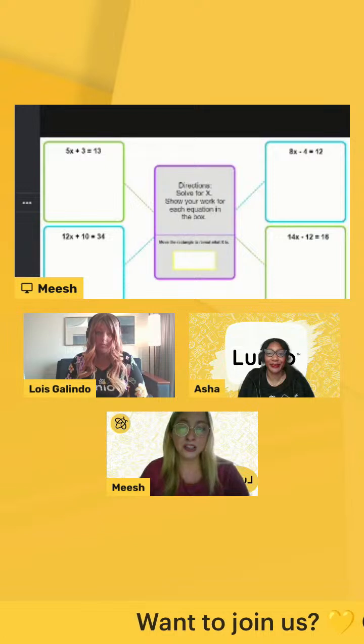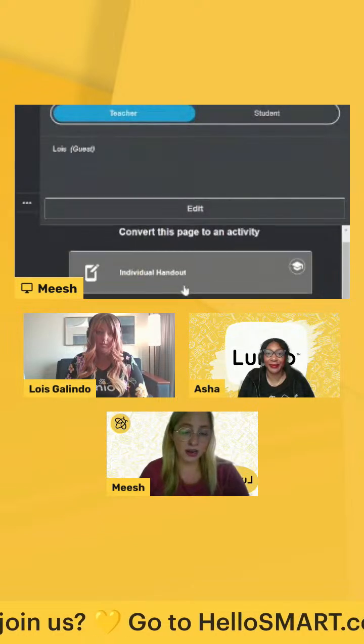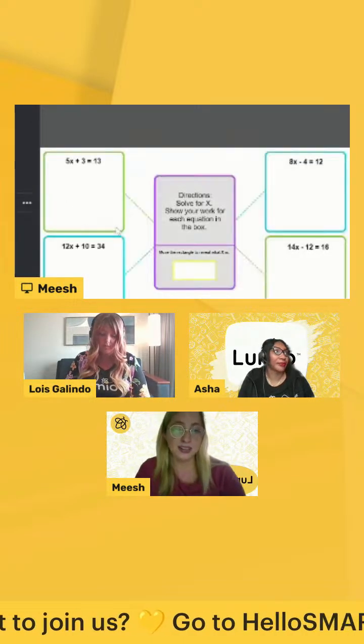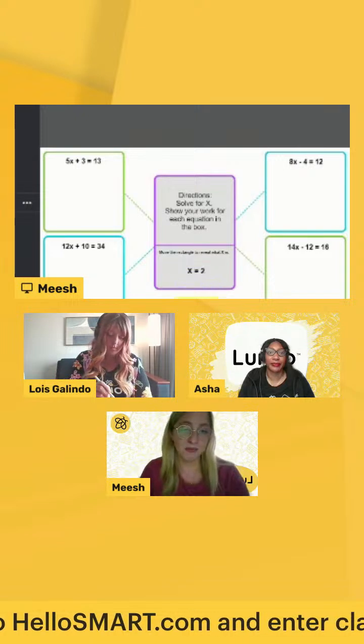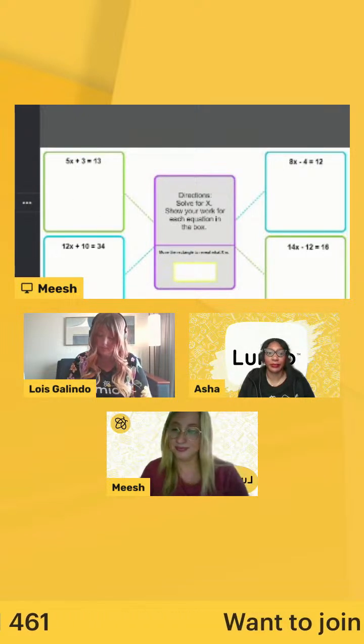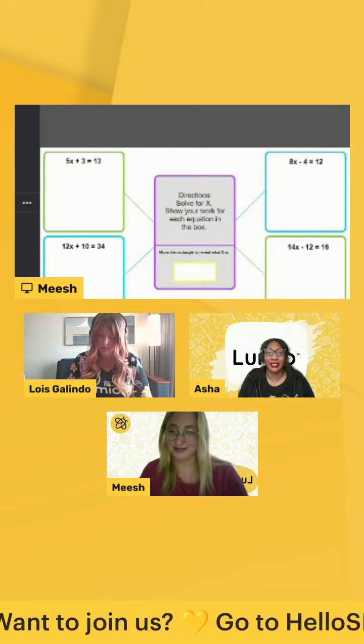What I can do from here is I'll go ahead and convert this into an individual handout. So what my students would do now is they would each have their own worksheet. They'd be able to show their work inside the boxes. And then when they're done, they move this rectangle here, and there is that answer hiding right there. I love that.